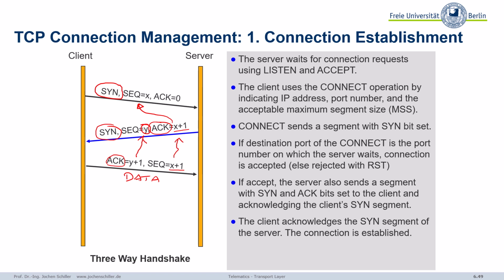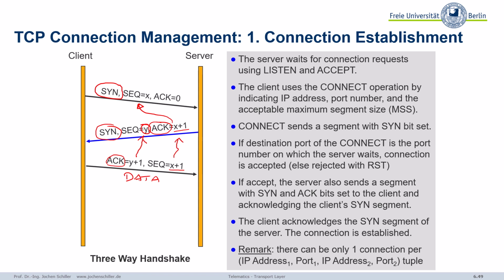So now the connection is established. There's always only one connection per socket pair. So IP address 1, port 1, IP address 2, port 2. That's the idea. So I can already send some data with this third step of my three-way handshake.